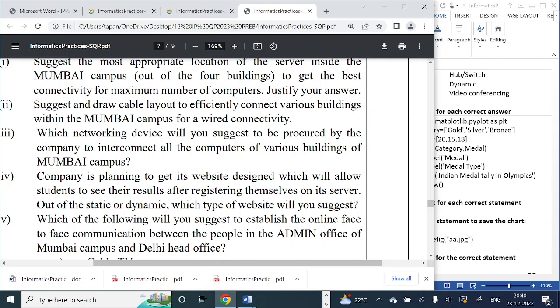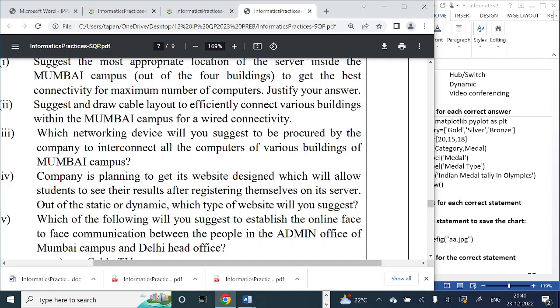Obviously it will be dynamic, so dynamic means at runtime. You can see here they have given that students can see their result, so they will update it, and anytime any result they can see after registering themselves on its server. You can register yourself, that means it should be dynamic. If you want to register yourself, then it should be dynamic.